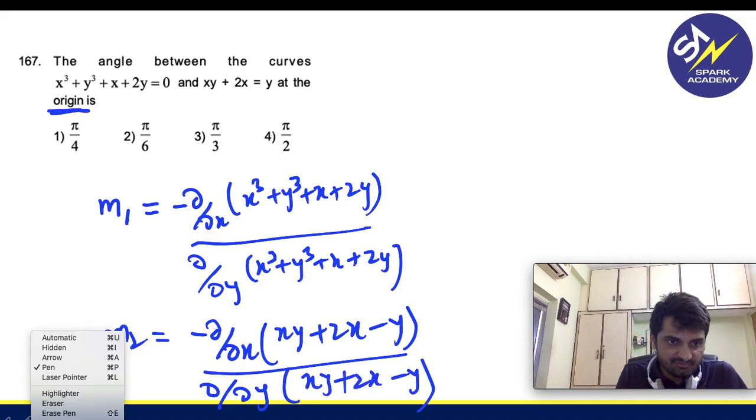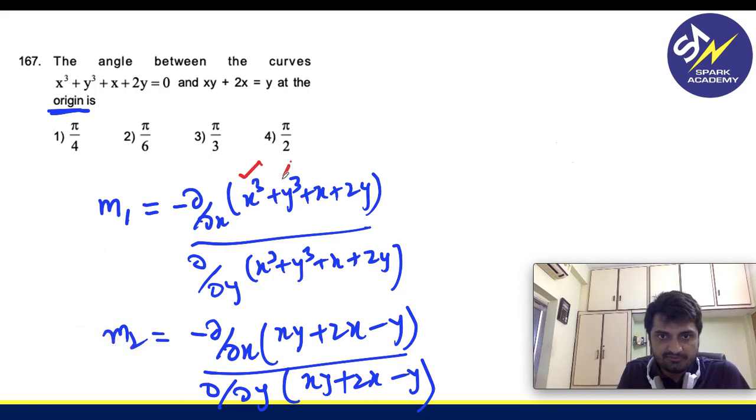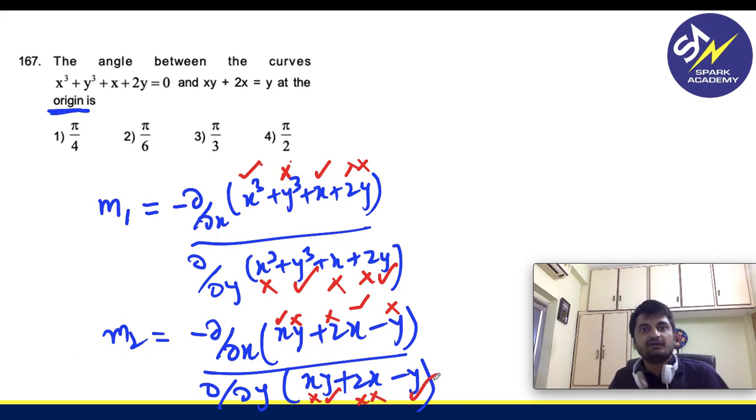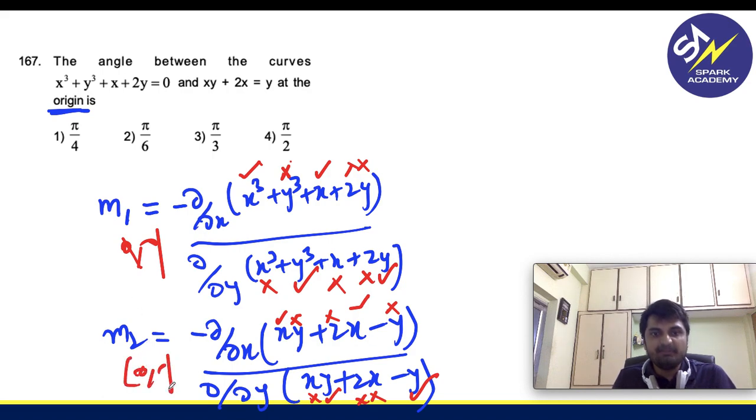Now how will you find this? You can use this simple method. x cube, y cube: cross, tick, cross, tick. And basically it is saying at origin, right? So 0, 0 also I have to substitute. That means whatever xy terms are there will become zeros. So this will be 3x square, but eventually it becomes 0 after substituting. This will be 1, so I will have 1. What about this? This is 3y square. Again, if you substitute 0, it will be 0.